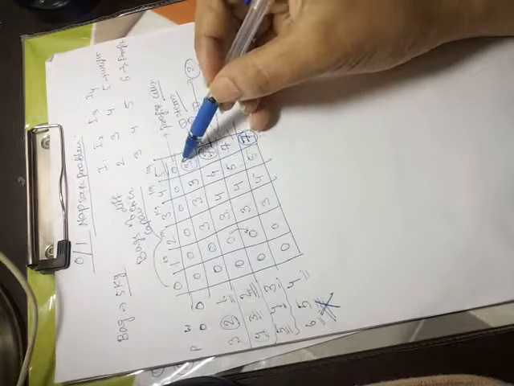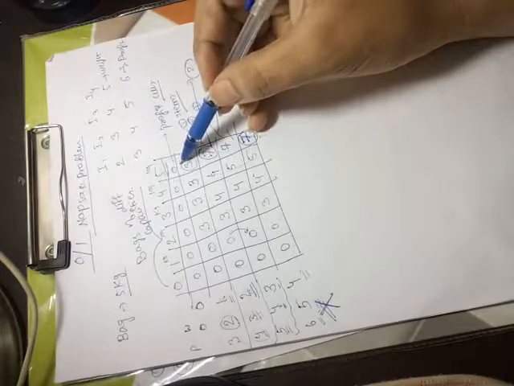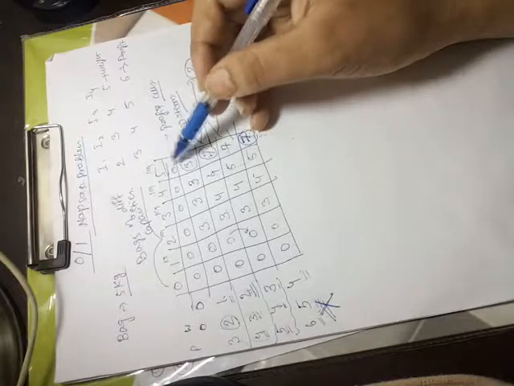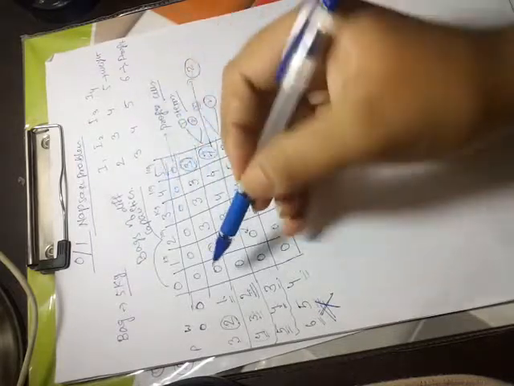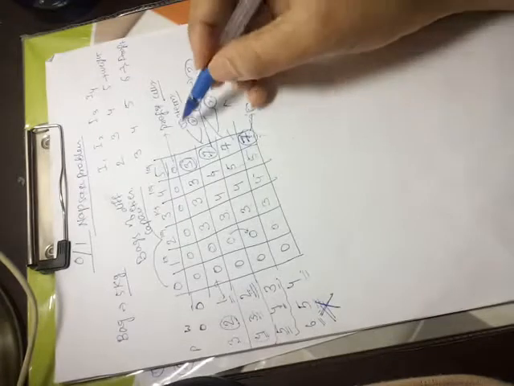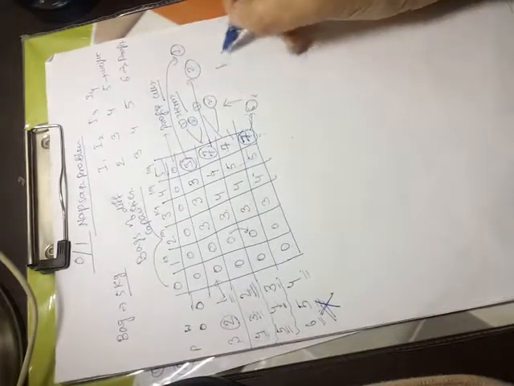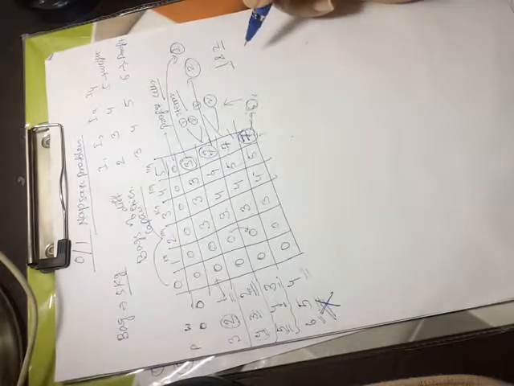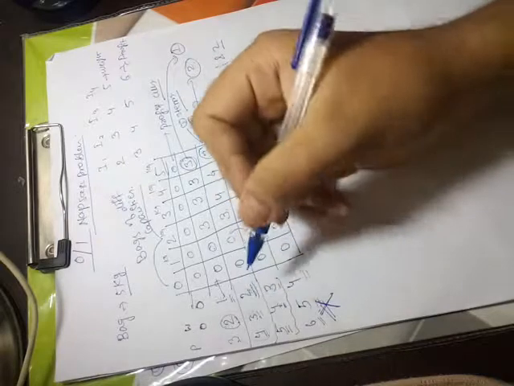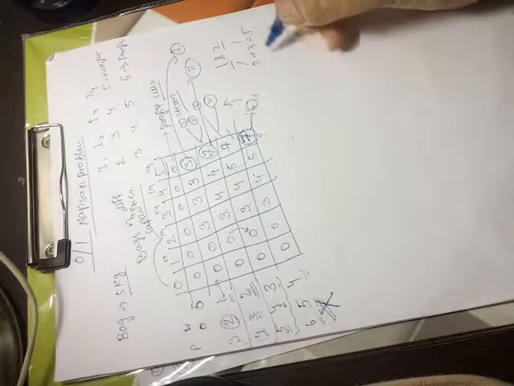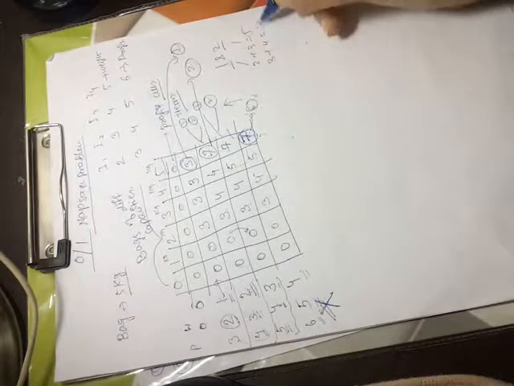Now go behind. The profit is 3. Just check if 3 was earned by someone else. No, 3 was earned only by item number 1. So consider item number 1 as well. So items 1 and 2 combined give us the profit of 7. So we will carry items number 1 and 2, and their weight will be 2 plus 3, which is 5, and their profit will be 3 plus 4, equal to 7.